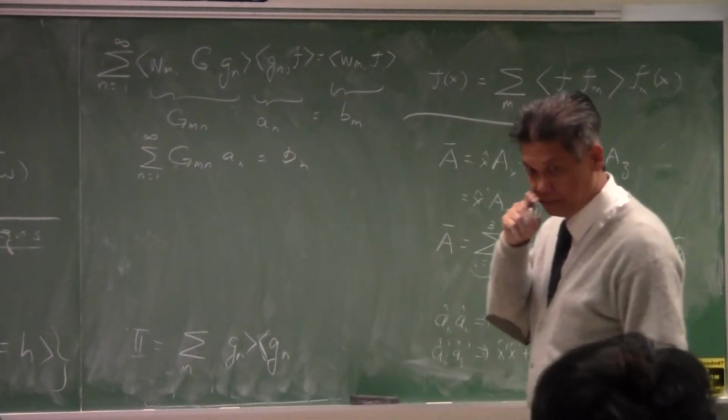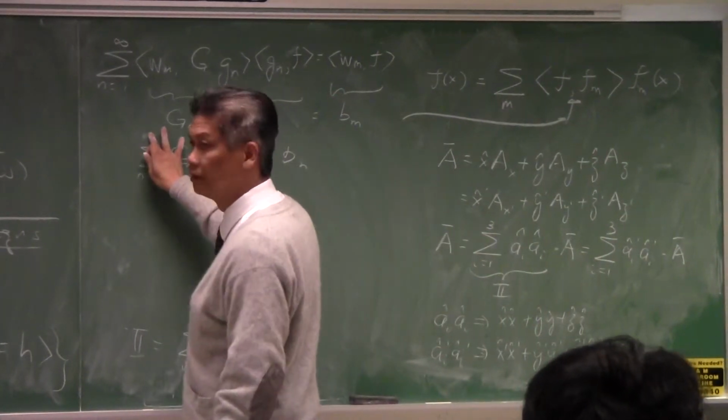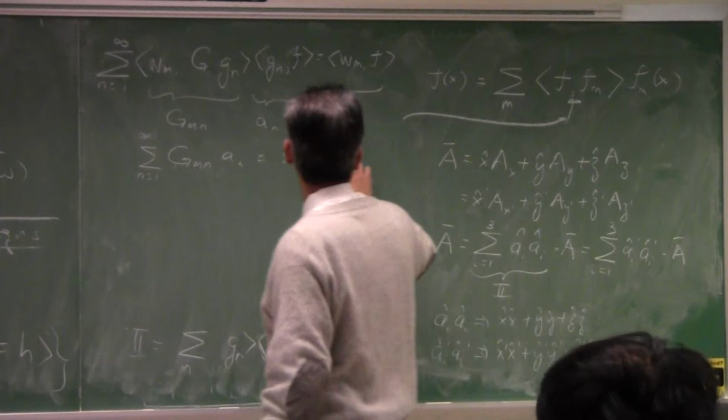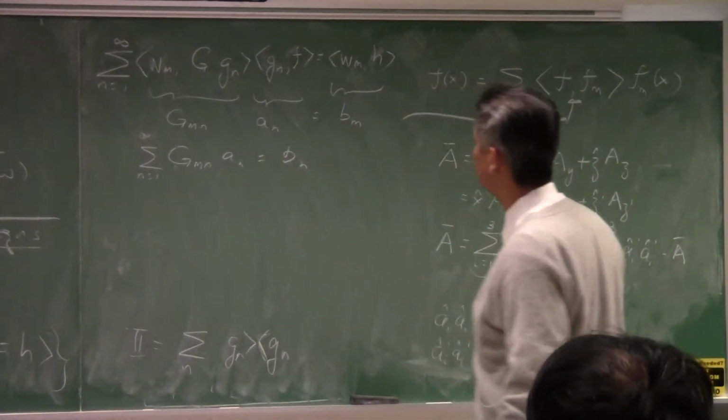And this is an infinite dimensional matrix equation, but I can always truncate. Should the right hand side be W, H? Yeah, you're right. Thank you for pointing that out.